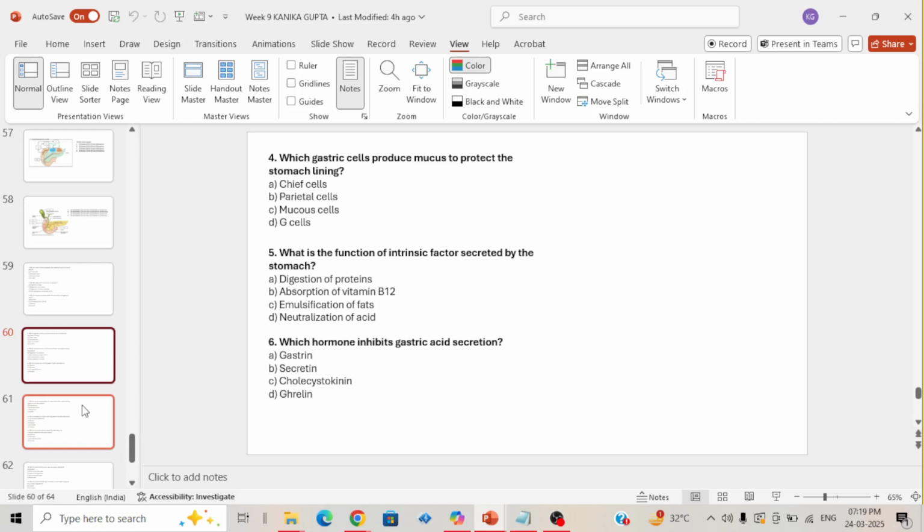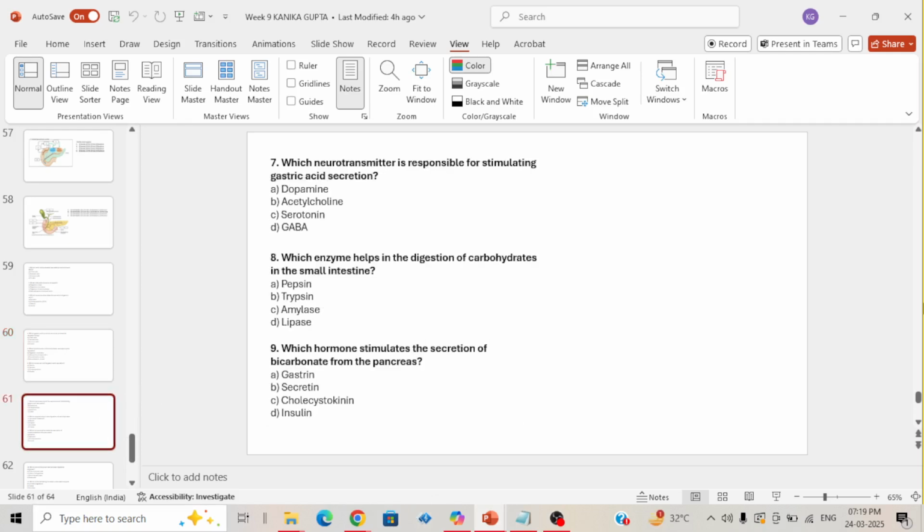Which hormone inhibits gastric acid secretion? You must have read it in the lectures. Secretin. Yes, it's secretin. Perfect. Okay, so next question is which neurotransmitter is responsible for stimulating gastric acid secretion? Here a neurotransmitter has come, due to which gastric acid is formed. It is what? Acetylcholine. Perfect.